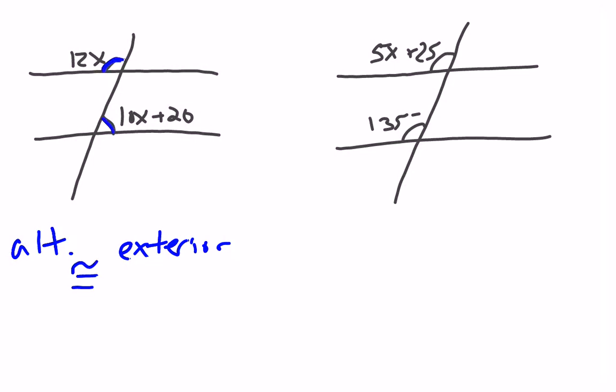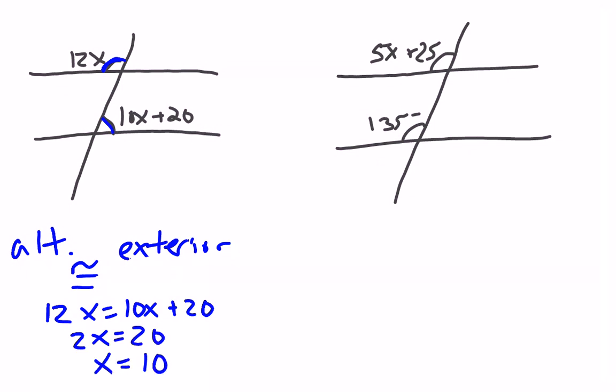And I'll show you a really quick way at the very end to have already marked that these are congruent. So that means I can set them equal, and I just have this little two-step equation to solve. So I'm going to move the 10x to the other side by subtracting, so I get 2x equals 20. Divide by 2 and I get x equals 10. The end, amen.